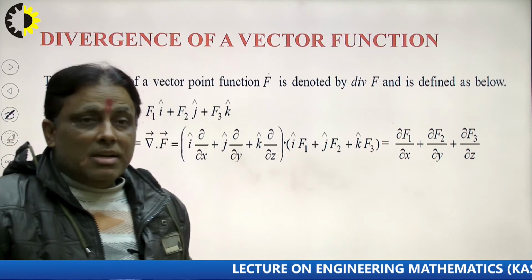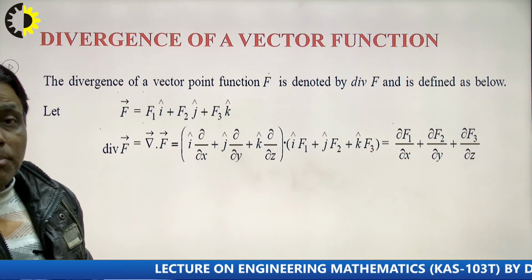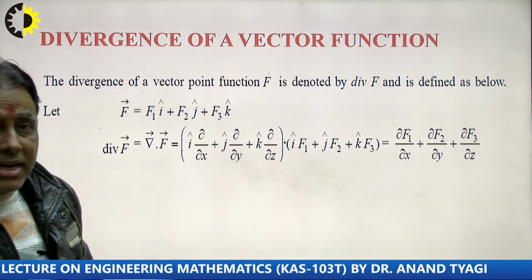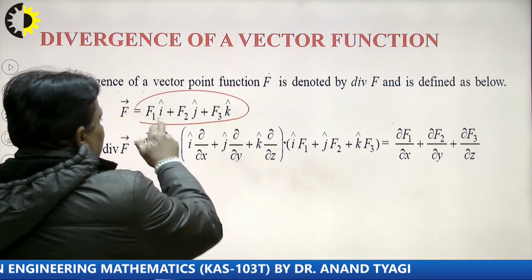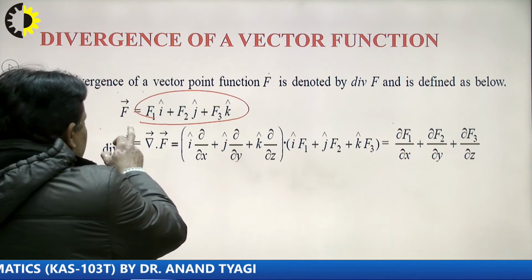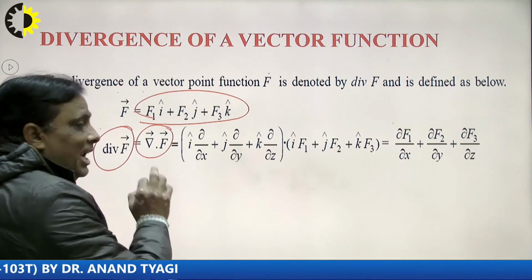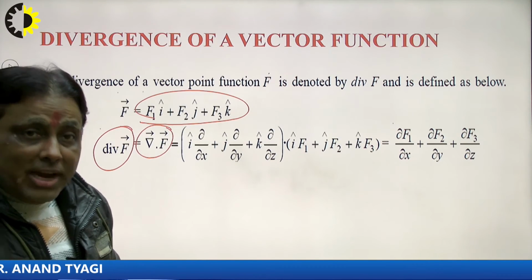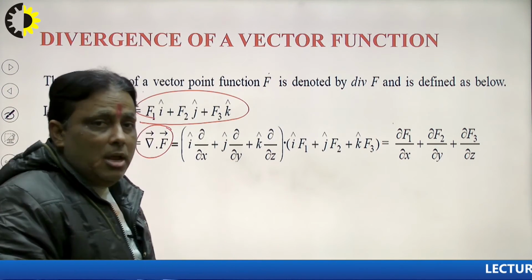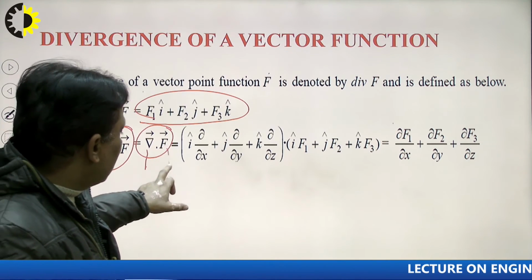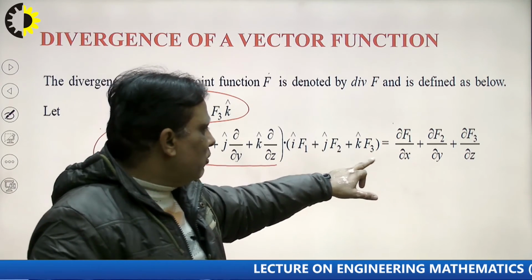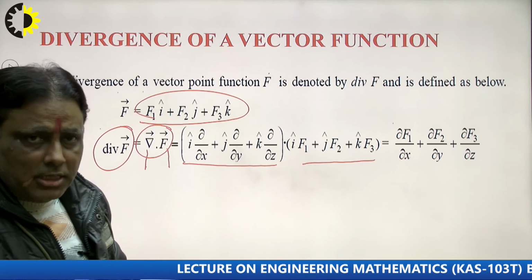Student, keep in mind, divergence is always calculated for a vector point function, because this is the spreading form. F is a vector. I write f in the form f1 i plus f2 j plus f3 k. So the divergence of a vector point function f is denoted and defined by del dot f, because I want to calculate the divergence of a vector point function. So always use the dot product, because del is a vector quantity and f is a vector quantity.